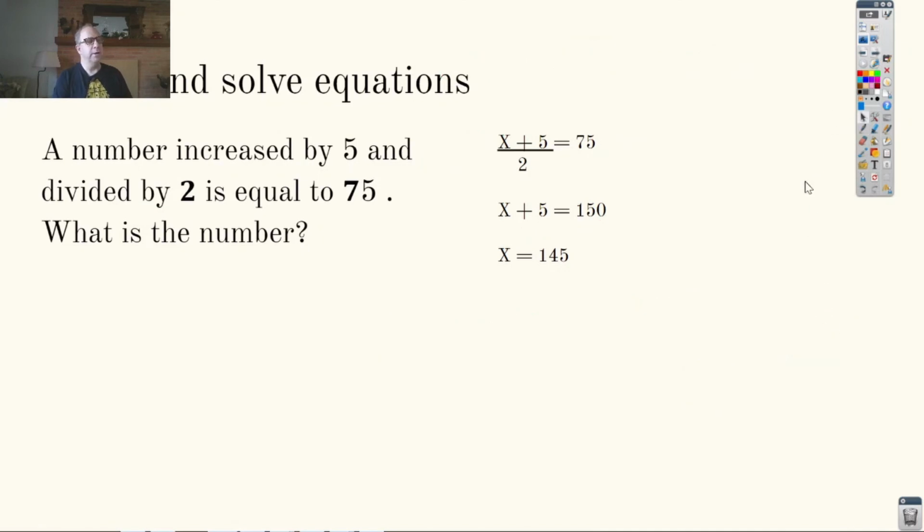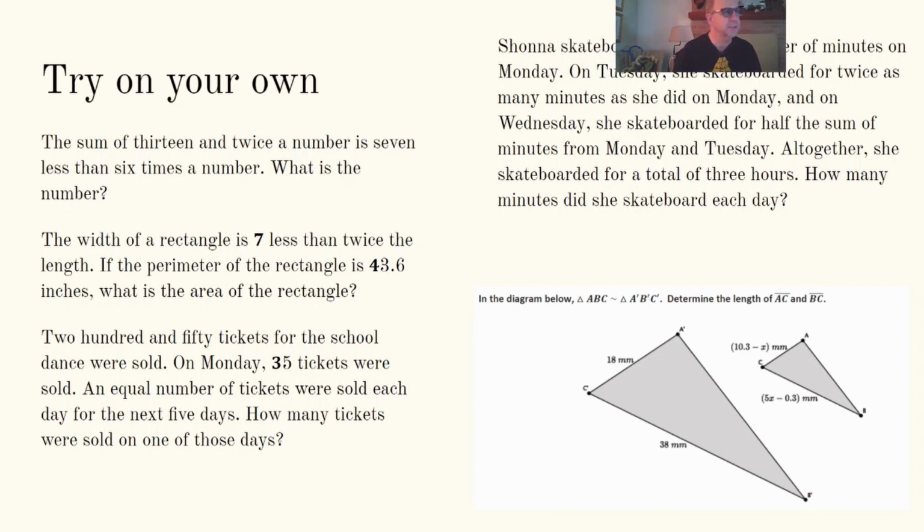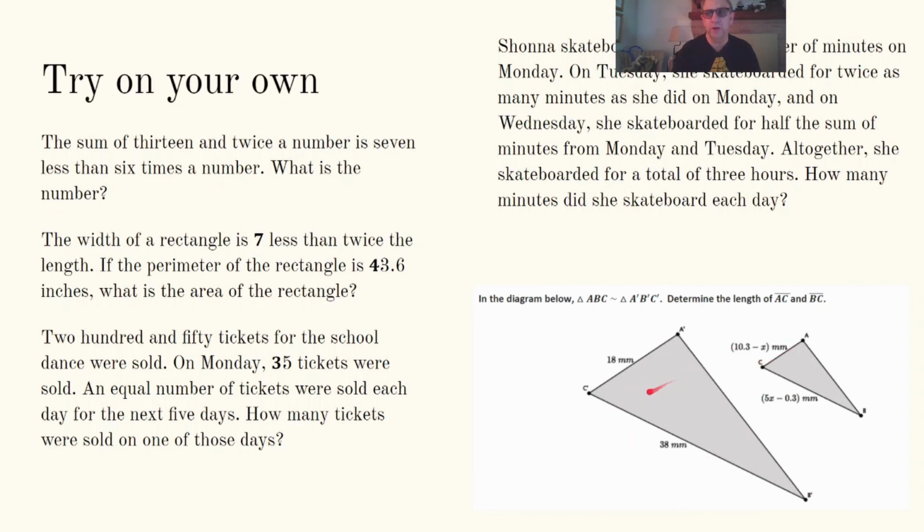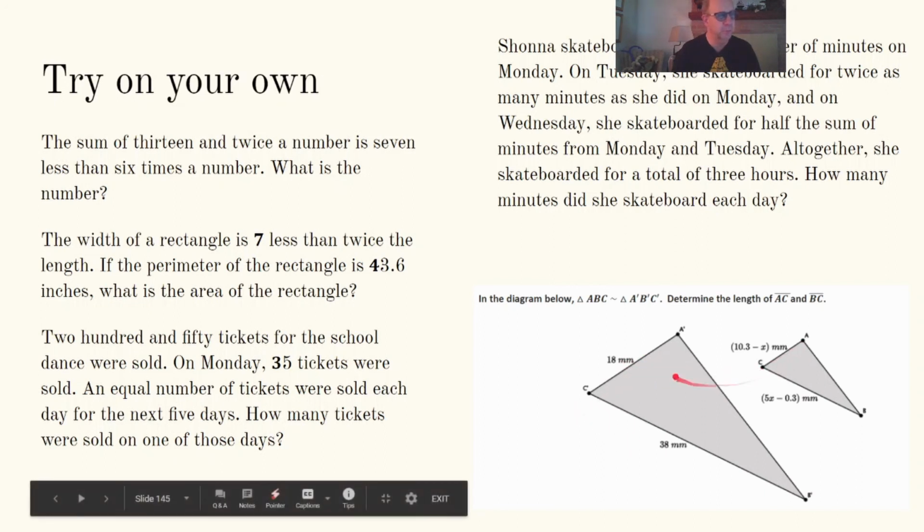Got it? All right. Okay, that's it for lesson 9. Try on your own these 5 questions: 1, 2, 3, 4, 5. The answers will be on the side. Remember, with these similar triangles, each side is a ratio.